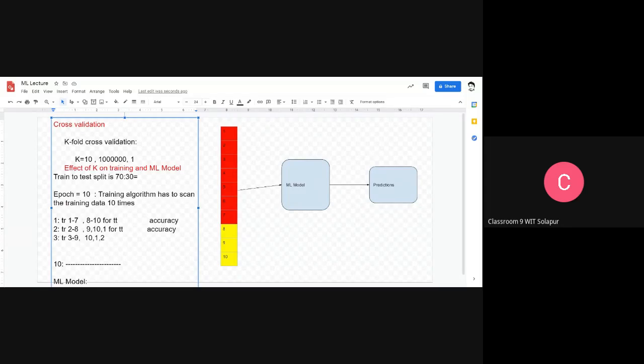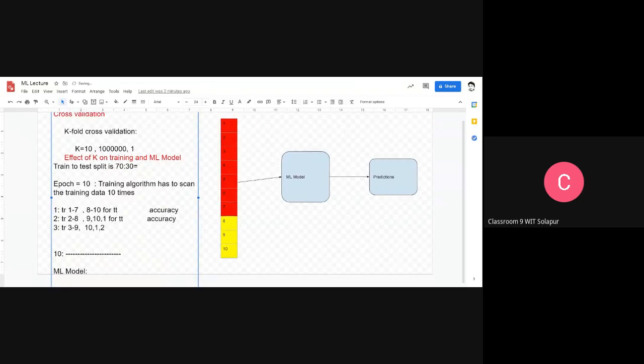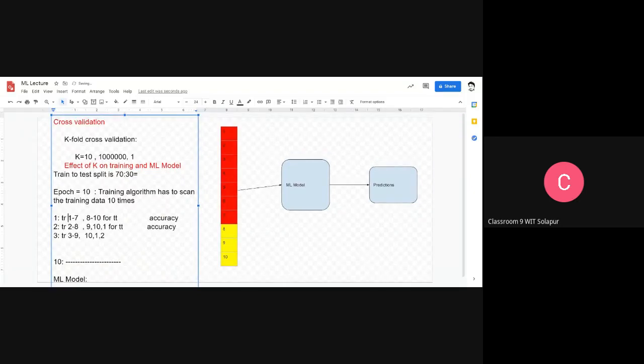And now some student might ask you, sir, why am I taking these samples serially? Why am I taking the samples 1 to 7, 2 to 8? Sir, I think some students should have asked me this question: if I am dividing this part into 10 parts, why am I not taking random samples?